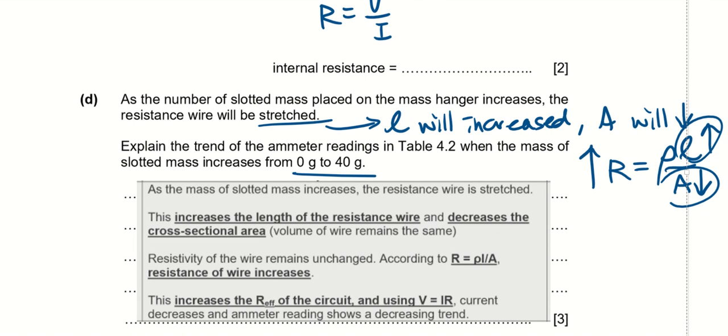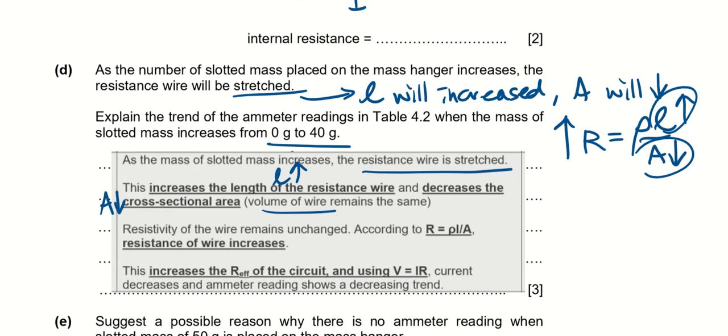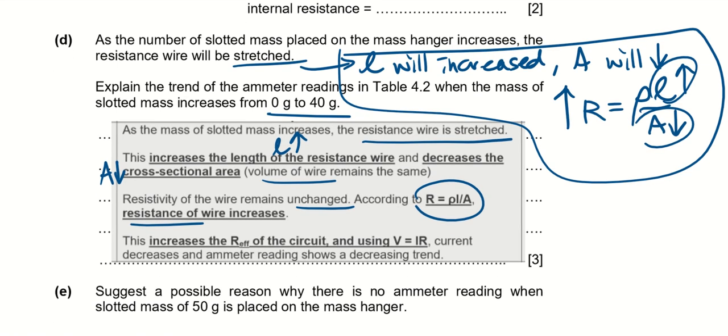As the mass of the slotted mass increases, the resistance wire is stretched. This is in the question stem. This increases the length of the resistance wire and decreases the cross-sectional area. Volume remains the same because it's just stretched. Resistivity of the wire remains unchanged because it's still the same material. Therefore, according to R equals rho L over A, the resistance increases, which was what I mentioned over here. This will increase the effective resistance of the whole circuit, because inside I have an internal resistance, and then this is the wire.